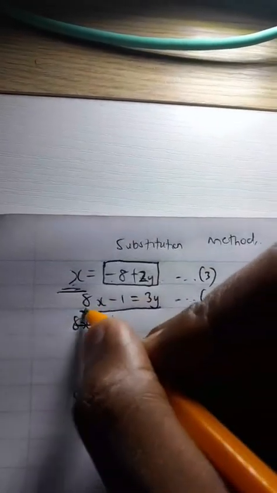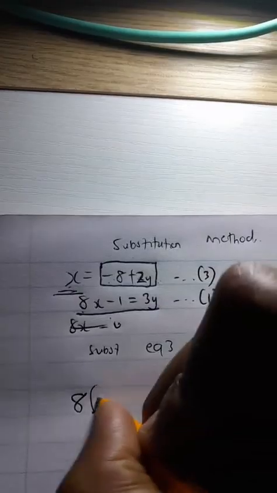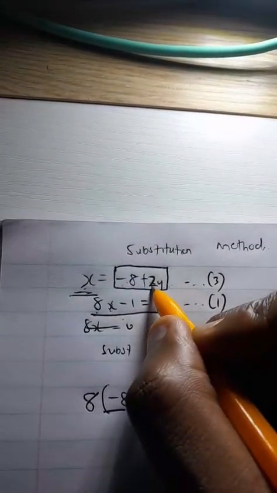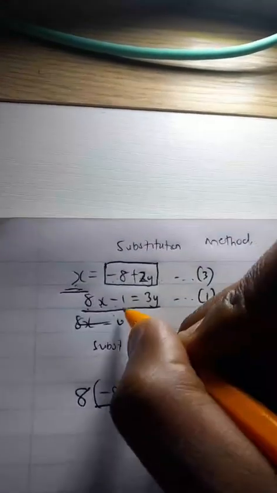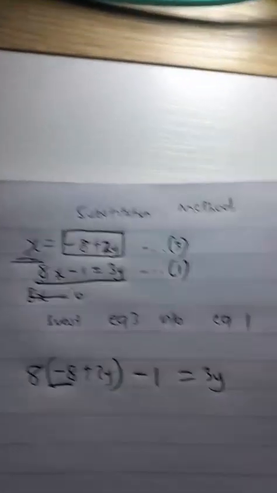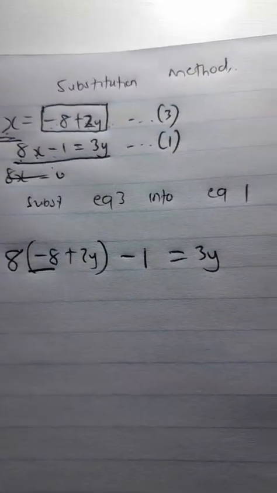So 8 followed by x. Where x is, I'm substituting negative 8 plus 2y in the place of x, followed by what? There's a minus 1 there, so I write the minus y, followed by equal to 3y. Now I have an equation that only has y's, which means I can solve for y.